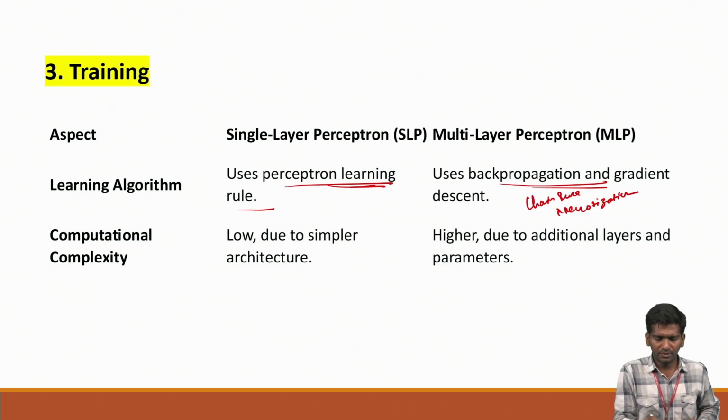How does the complexity look? For SLP it is low due to the simple architecture. It is very simple, with no hidden layers. For MLP it is higher.